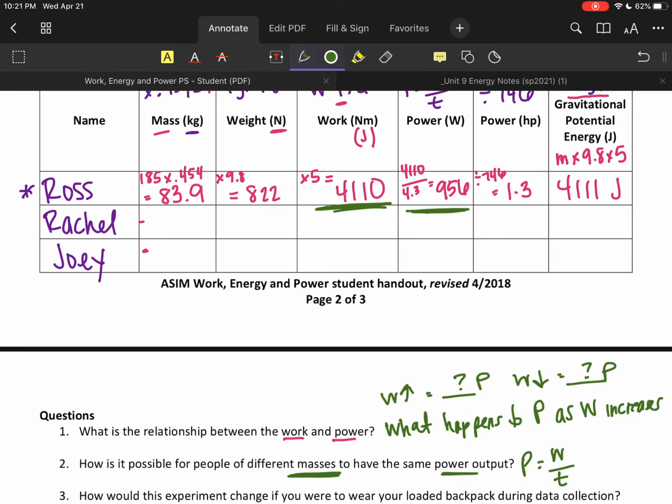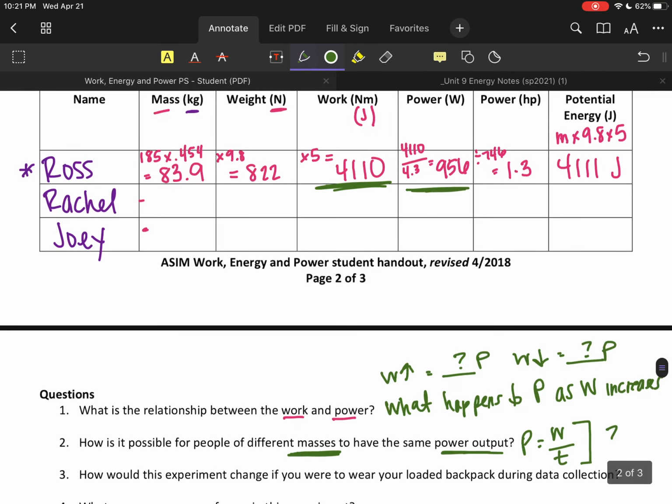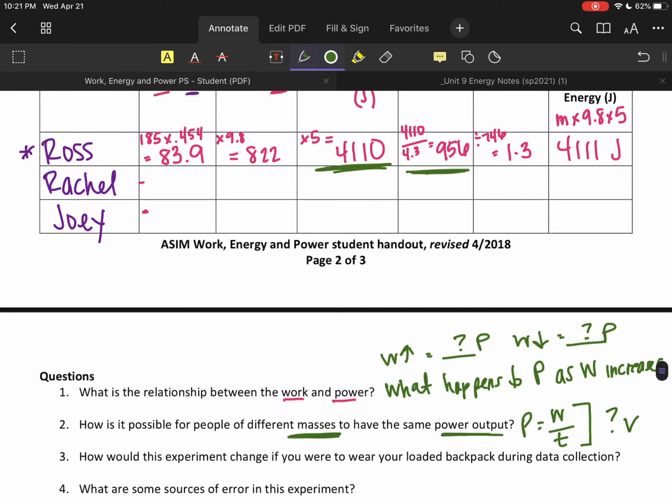How can someone have the same power output? You have to think, what other variable is involved in this equation? There's a couple of variables involved. I know I'm talking about power and work here, but what about time? How could time be different for two people and lead them to have the same power?